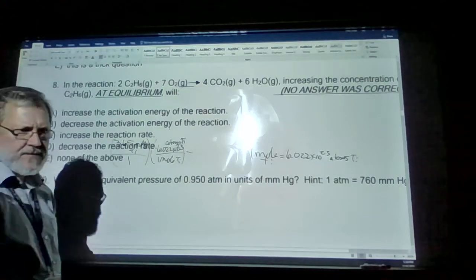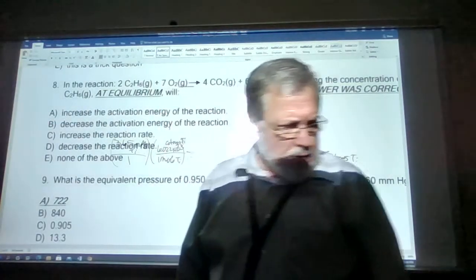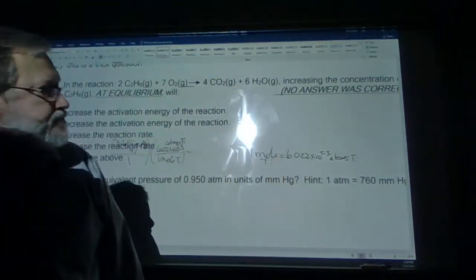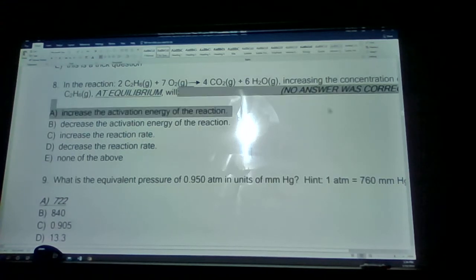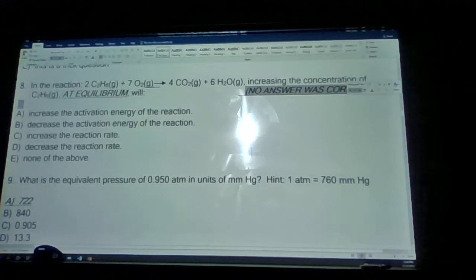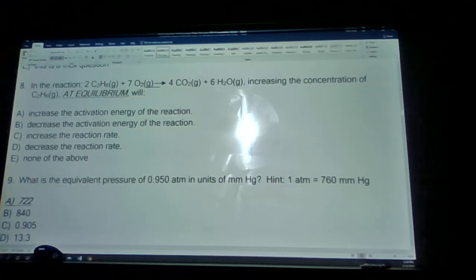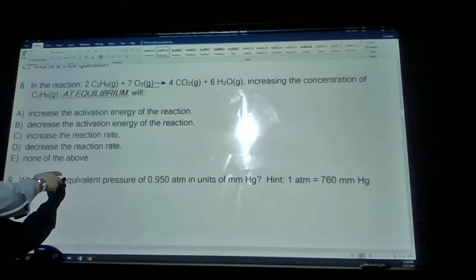Number 8. In the reaction of 2 moles of ethane with 7 moles of oxygen to give 4 moles of CO2 and 6 moles of water, increasing the concentration of C2H6 at equilibrium will what?